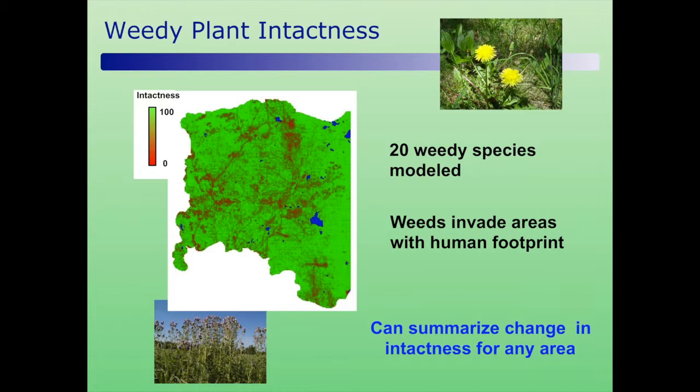Weeds invade areas that are heavily disturbed, which isn't too surprising, and as a result, the intactness, which is a slightly different measure, not the abundance, but the intactness of the weedy community, tends to be high in some areas, and wherever there's human footprint, the intactness of that community tends to be a lot lower. So this group map, this map of a group of species, can be interpreted very, very similarly to what you do for any individual species. And again, you can summarize it at any level you like.